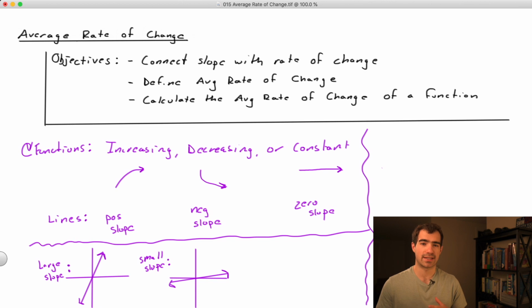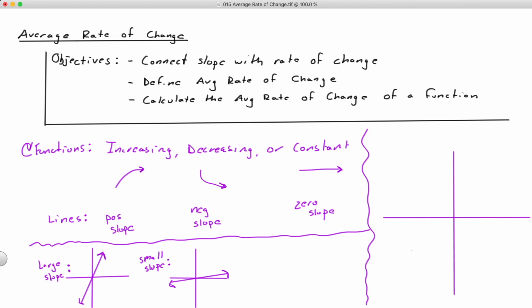But how can we take that same idea and apply it to something different? Perhaps something that looked like this. Now this can get a lot trickier, so a lot of the nuances we'll save for a discussion in calculus. But one thing we can do is look at this function in general and see an overall trend. While there are some points where it might look like it's starting to decrease, it is trending upwards. It's overall increasing. You might even say, on average, it's increasing.